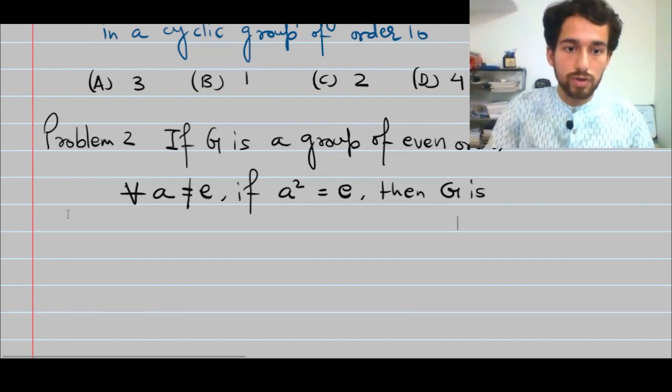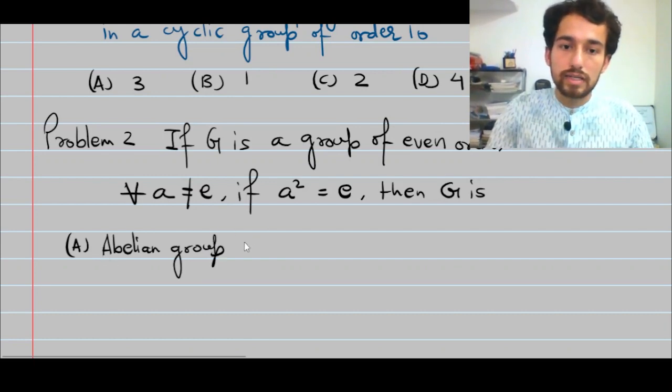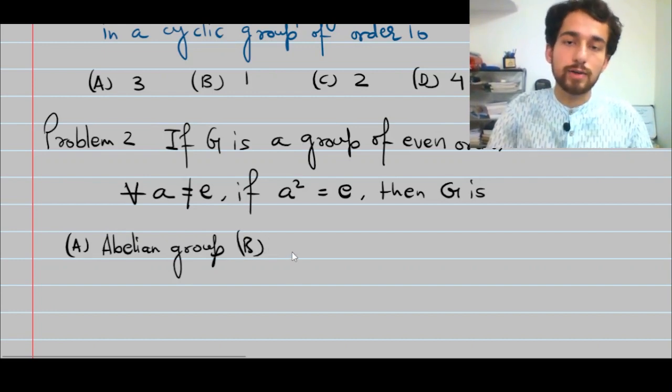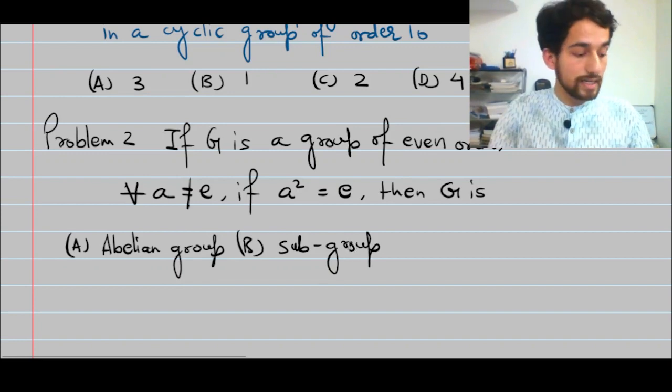Again, we do have 4 options. The first option is G is an abelian group. The term abelian means that all the elements satisfy the commutative property with respect to the binary operation star, whatever it is. Second, if you collect all those elements from the group which satisfy all the above properties, then they form a subgroup for the group G.